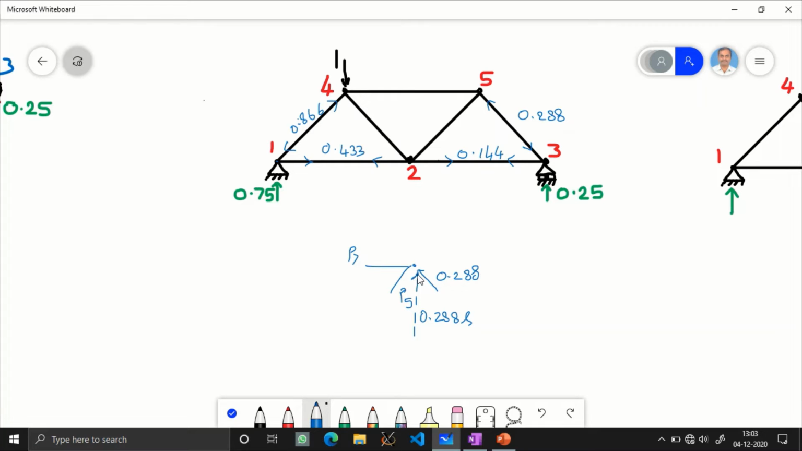This is acting upwards. So to compensate for this, the component of P5 must be acting vertically downward. So vertically downward, I will have P5 sine theta. So P5 should act downward, so it is acting away from the joint. Its value is 0.288 sine 60 divided by sine 60, which is 0.288. So the value of P5 is 0.288.